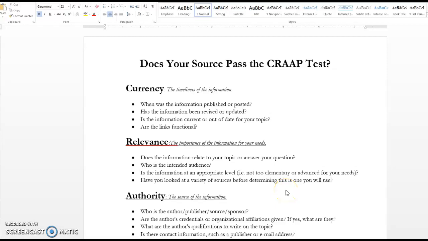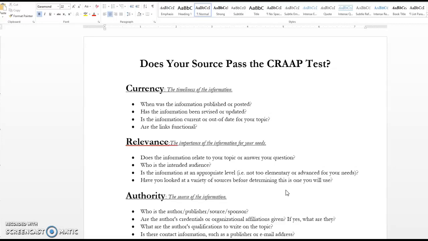Hi folks, so in this video I want to talk a little bit about using the CRAAP test to think about looking for articles that are credible and sorting through them as you prepare to do your assignment on actually evaluating them based on these criteria. So first of all, what is the CRAAP test?